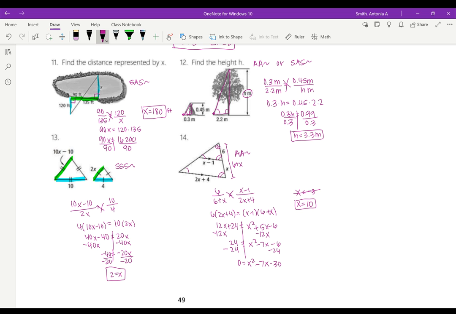Okay, so we're going to be using these similarity theorems with triangles for a little bit longer. We're going to talk about them. Let your teacher know if you have any questions, and they will be able to help you out. Thanks.